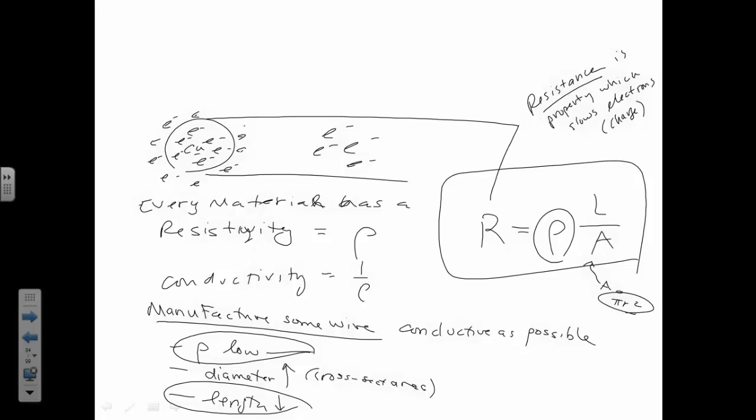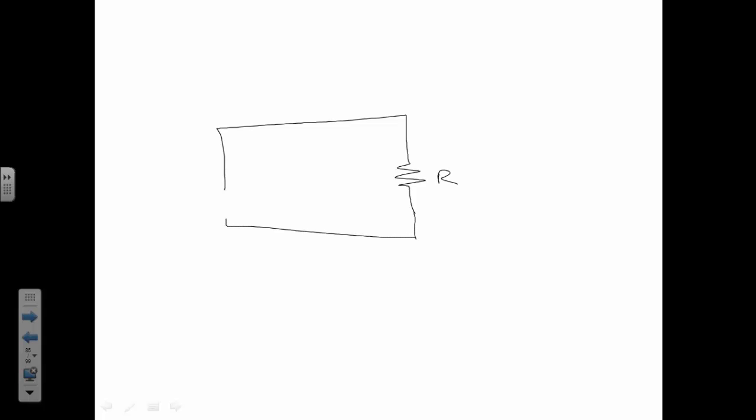So that's resistance. Now, if you were to do a little experiment here, let's draw a circuit. I'll draw it like this, and a symbol for a resistor looks like this. That's a resistor. And a circuit just means a loop. In this loop, I'm going to put a battery. Here's a symbol for a battery, and this is a DC battery.